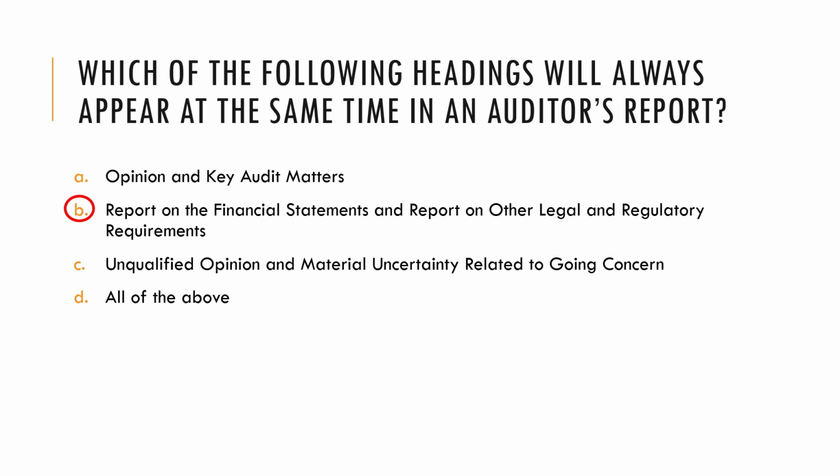Take note that these are just headings because we know the opinion section is still the first major section in the audit report. But should the auditor not have any other legal and regulatory requirement, then the heading report on other legal and regulatory requirement will not appear, as well as the heading report on financial statements will also not appear. Okay, but the moment there is an other legal and regulatory requirement, then both headings must be present. So they are together always. They will appear at the same time always.